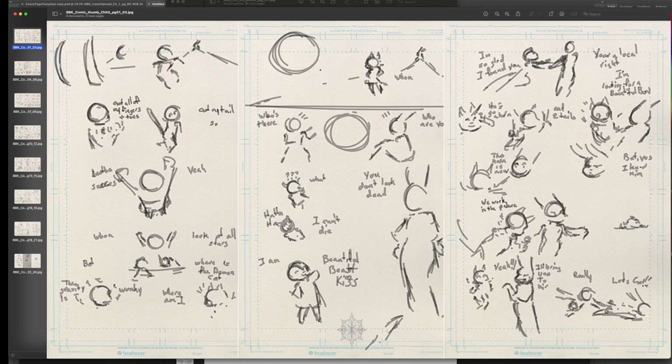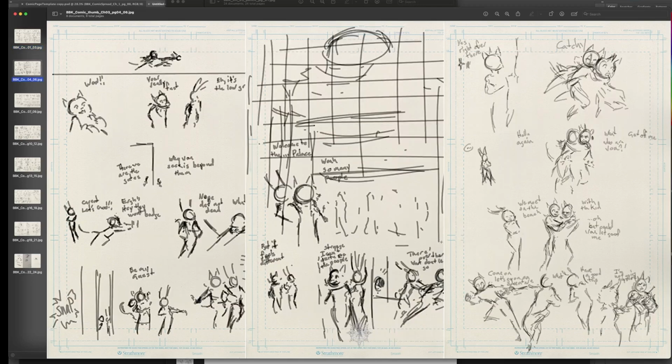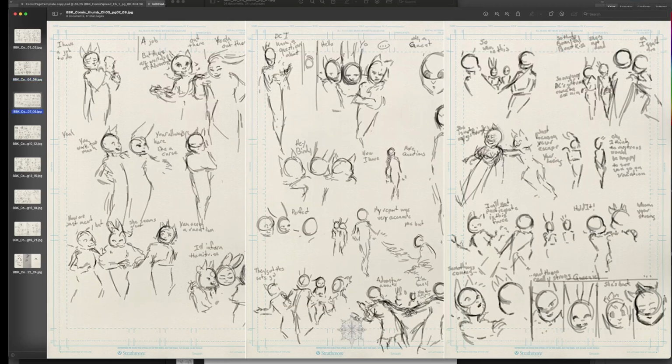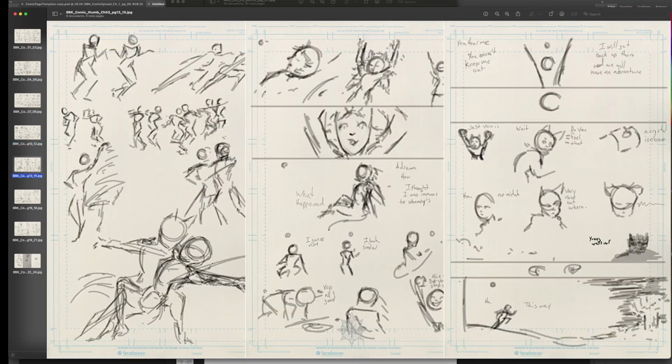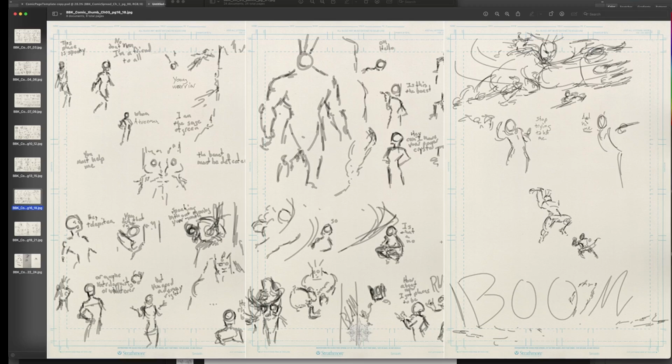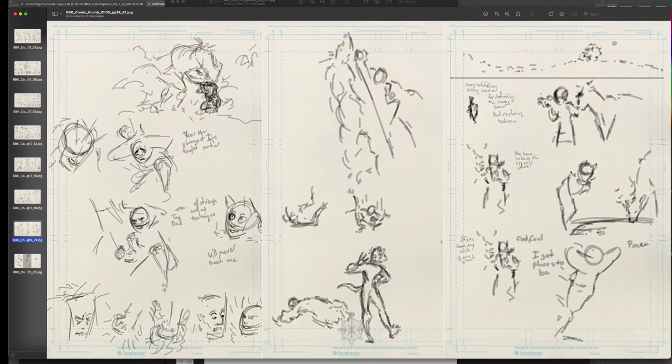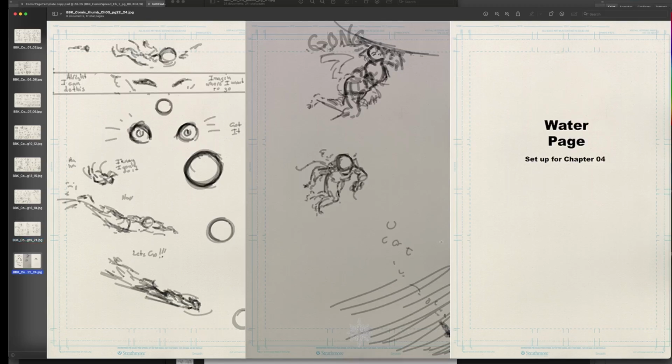And I try to think about what the viewer is seeing. Does it read? Can it be understood? And I try to just get all those ideas out in the simplest of forms.